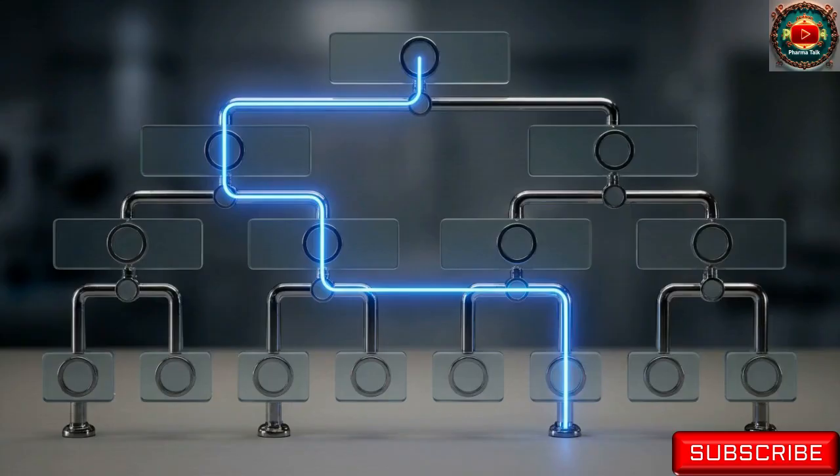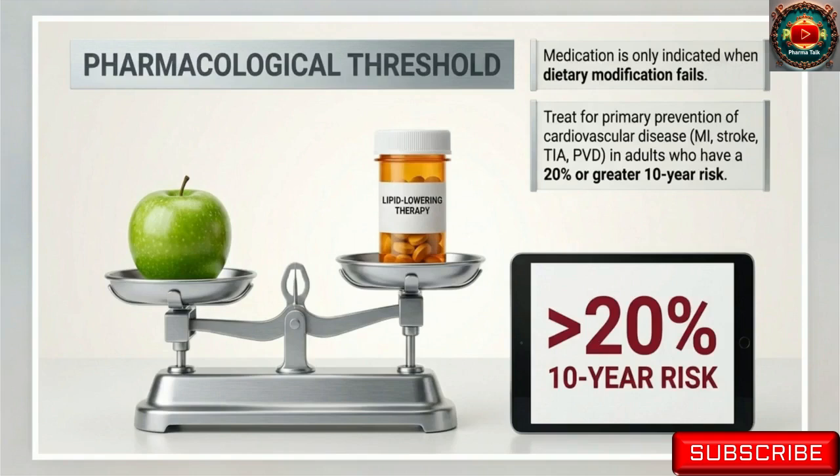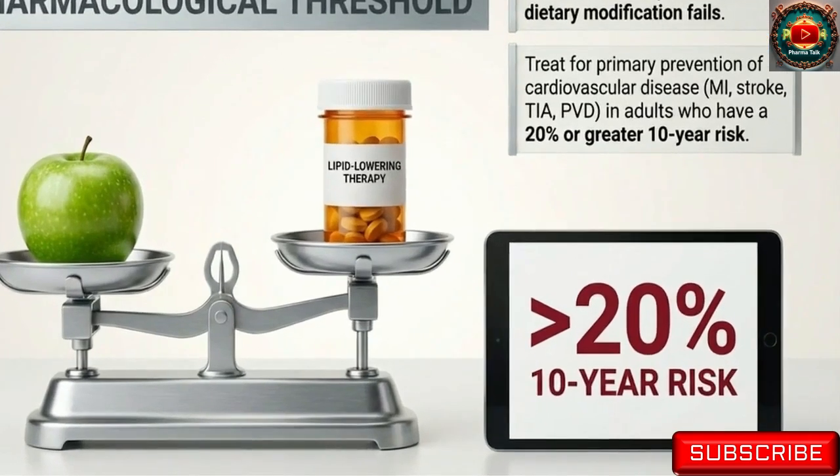If no secondary causes are found, the algorithm moves to the primary prevention branch. This silver balance illustrates the pharmacological threshold. Medication is indicated only when dietary modification fails to reach targets. The clinician calculates a 10-year risk assessment. Adults must demonstrate a 20% or greater cardiovascular risk to justify medication.